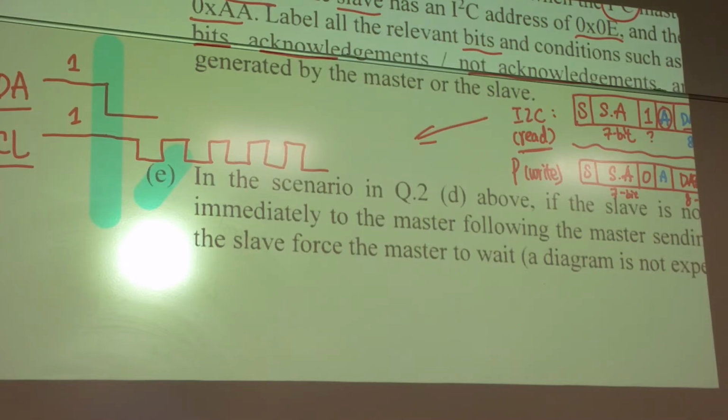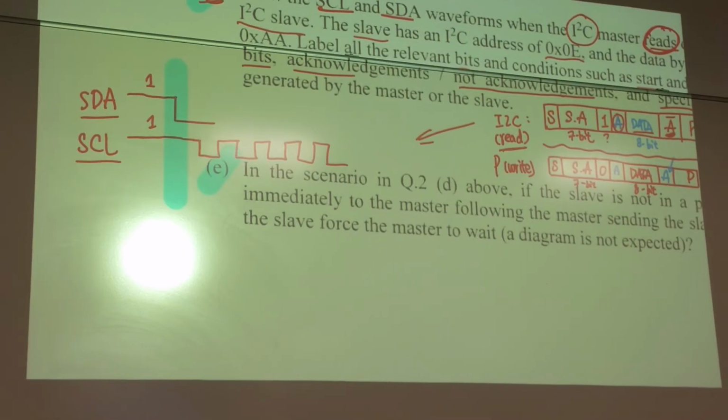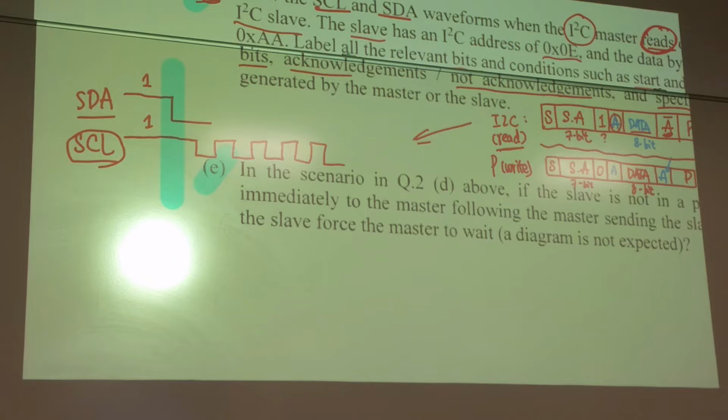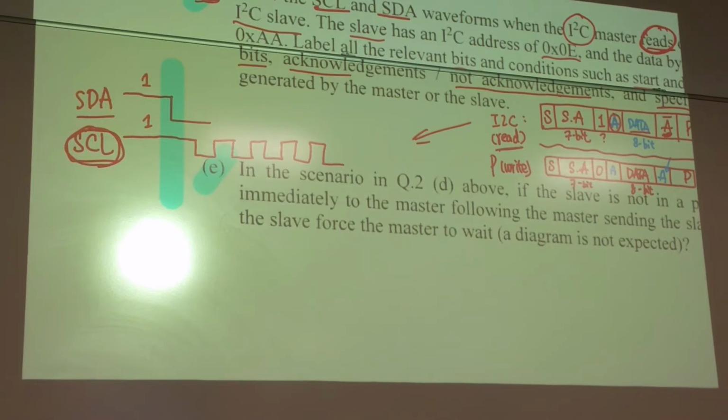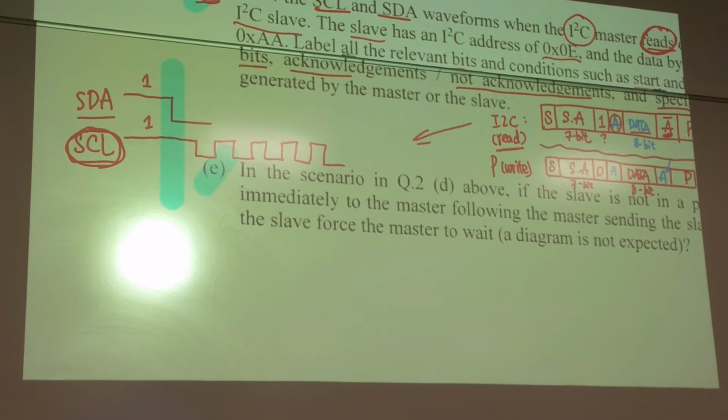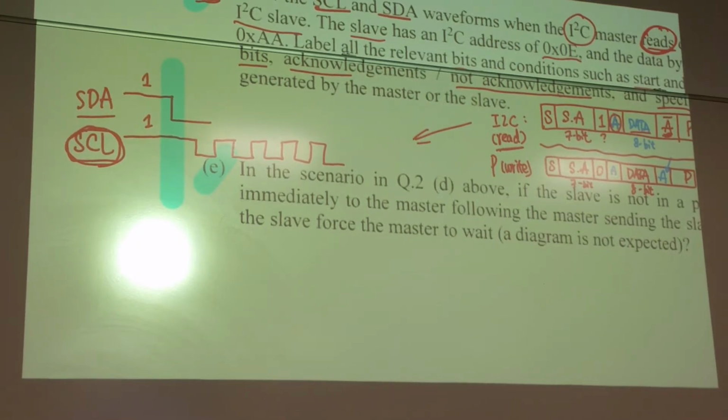But remember, in the I square C, your clock may not be a constant clock. It doesn't mean there's always a clock no matter what. The clock SCL is actually controlled by the sender or the receiver, so it can be delayed a little bit.